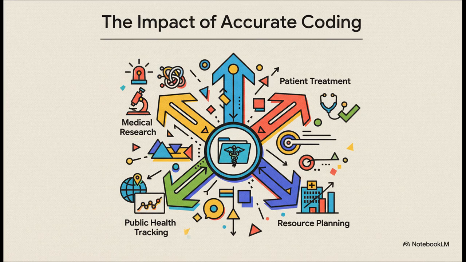On a small scale, it makes sure you get the right treatment and the right bill. On a bigger scale, it lets hospitals plan their resources. It's the absolute backbone of public health, letting us track disease outbreaks in real time. It powers medical research. From one person's chart to a global pandemic response, these codes are the threads that tie it all together.